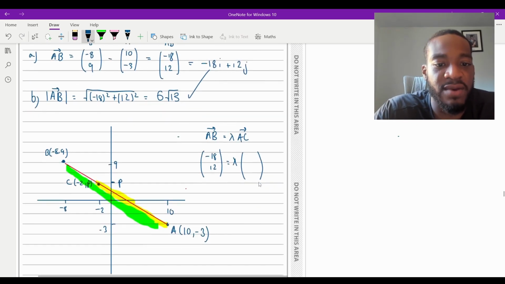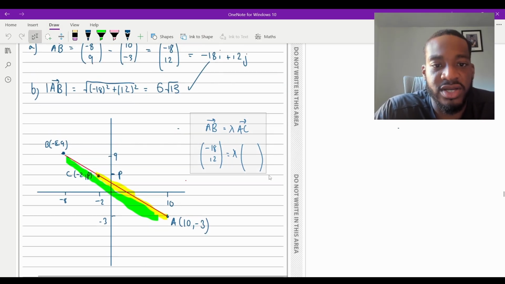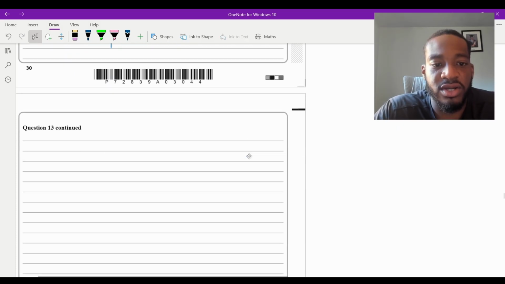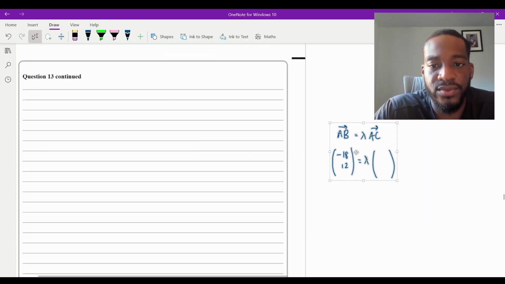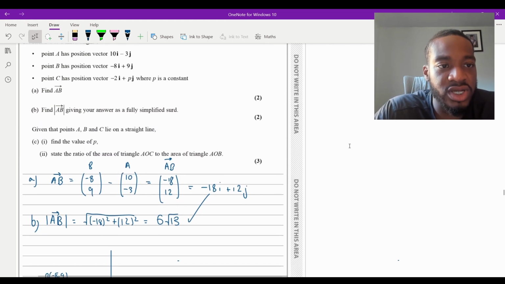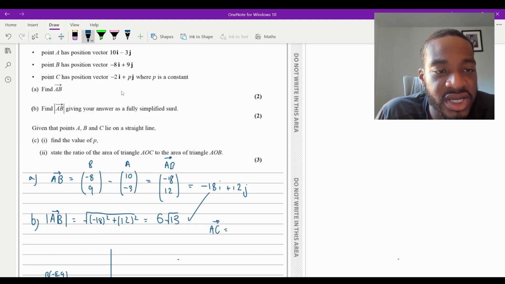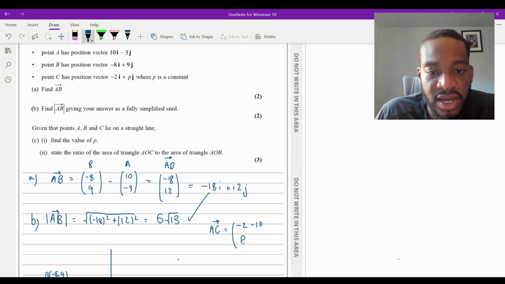Now AC is going to be C minus A. Where should I do it? You know what, I'll grab this and actually do it on the other page, just so there's room. Okay, now what was A, what was C? AC is going to be equal to C minus A. So -2 minus 10, and then it's going to be p minus -3, like that.